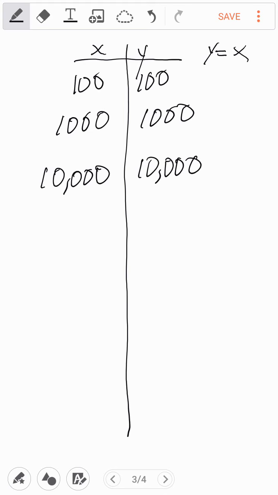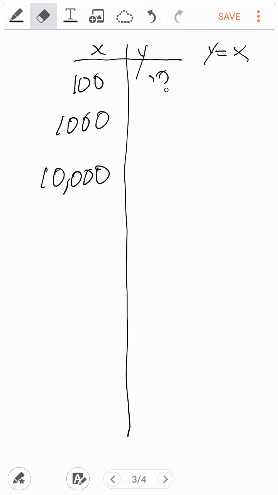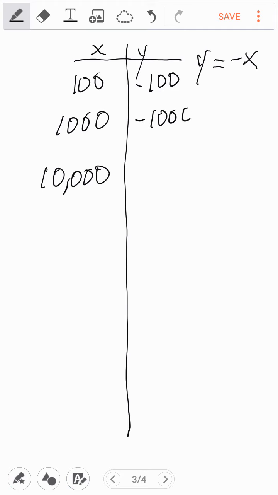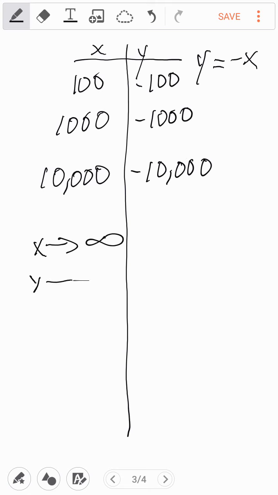Then if I take a look at it on the table of values instead, and so now I'm going to change it to my new equation, which is y is equal to negative x. So when I plug in 100, I get negative 100. When I plug in 1,000, I get negative 1,000. When I plug in 10,000, I get negative 10,000. So I can see as x is getting bigger and bigger, y is getting smaller and smaller. So like we said before, as x approaches infinity, y is approaching negative infinity.